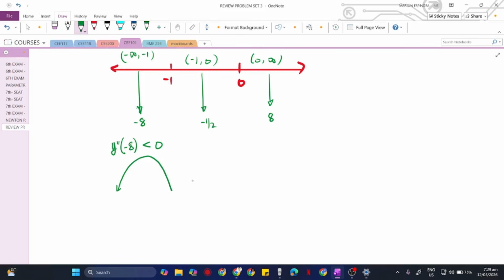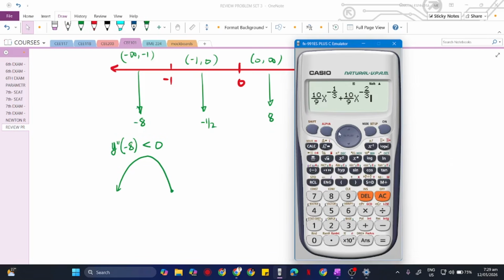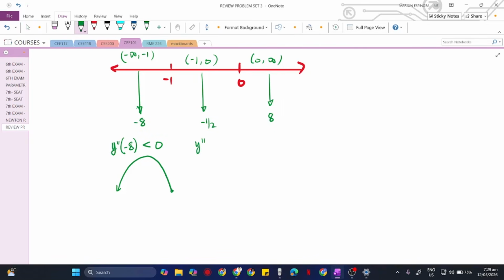So, ito yung negative 1. Then, test naman natin sa negative 1 half. Same pa rin yung second derivative natin. Calc natin, negative 1 over 2. So, yung sagot dito is positive. So, yung y double prime na negative 1 half is greater than 0. Positive pala. So, concave upward yan. Ganyan.